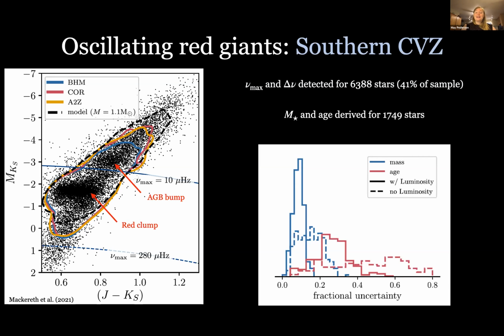One recent result focuses on the study of red giants in the southern continuous viewing zone observed by TESS, and the detection and determination of nu max, the frequency of maximum power, and delta nu, the large frequency separation. Out of the entire sample included in this study, both of these parameters were derived for 41% of the stars in this continuous viewing zone. For a subset of these stars, the study also provides the masses and ages. One important part I want to point out that they highlight in this study as well is that if you have a luminosity estimate from Gaia, then that's going to help with your uncertainties on the ages and masses that you get for these stars.